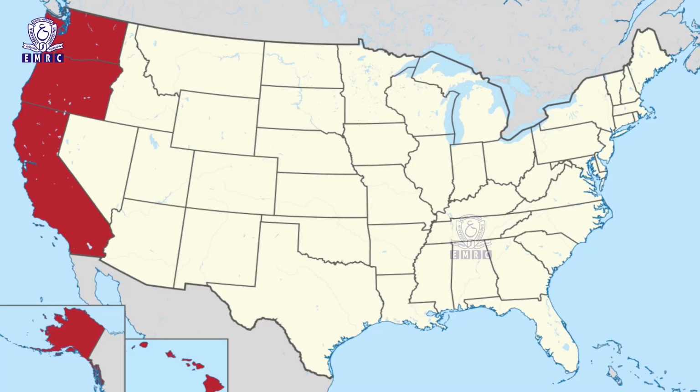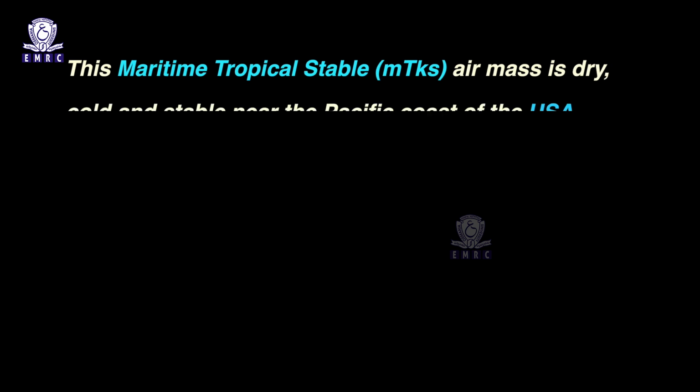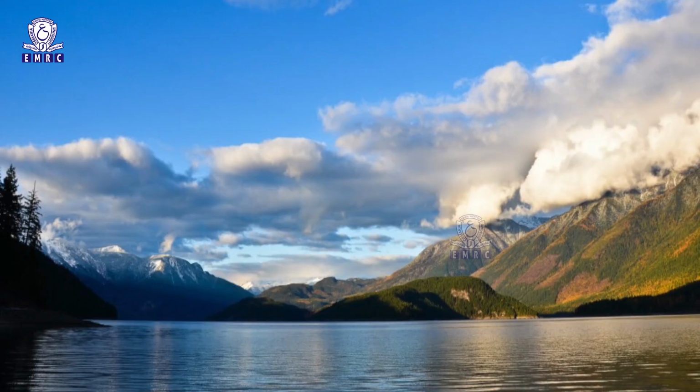Tropical maritime Pacific air masses. Pacific air mass originates over the subtropical portions of the East Pacific west of United States and Mexico, mainly over the high pressure area located to the southwest of California. The air mass becomes stable because of the subsidence of air from above due to anticyclonic condition. This maritime tropical stable air mass is dry, cold and stable near the Pacific coast of United States. Whenever this air mass is associated with cyclonic circulation, it becomes unstable and brings rains. This air mass seldom crosses the Rockies.